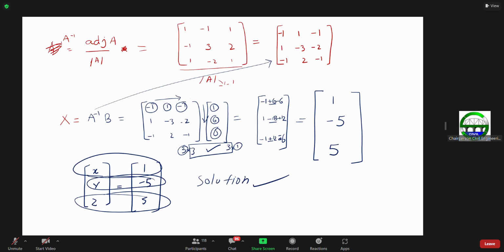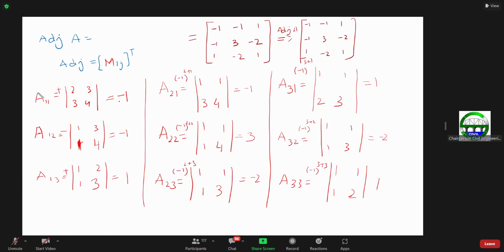Hmm, minus 1. Wait, let me check. Yeah, it should be minus 1. Let me check again. Wait, our A11 was minus 1, and then we make the transpose, correct?